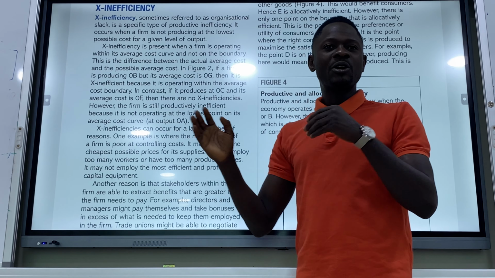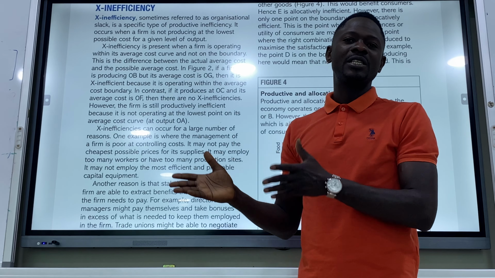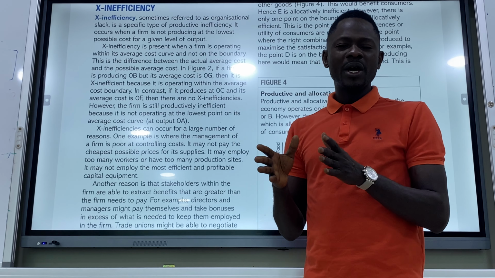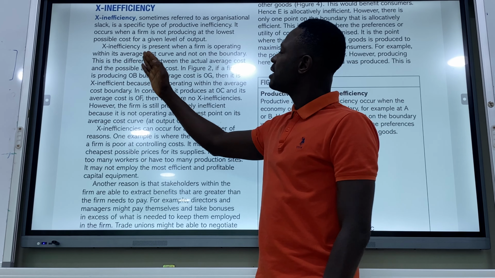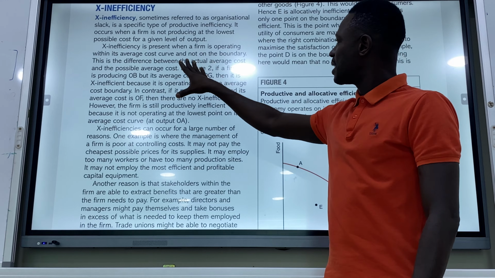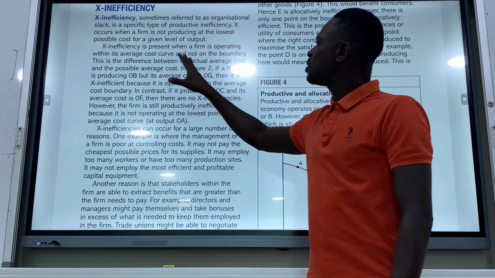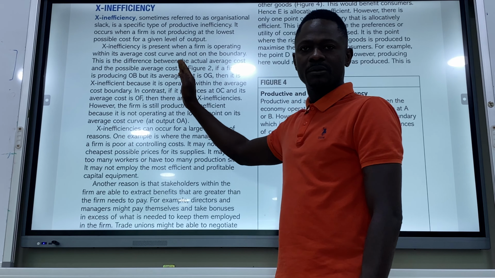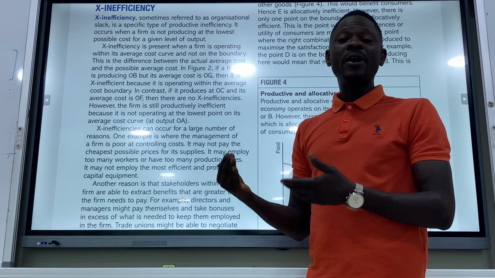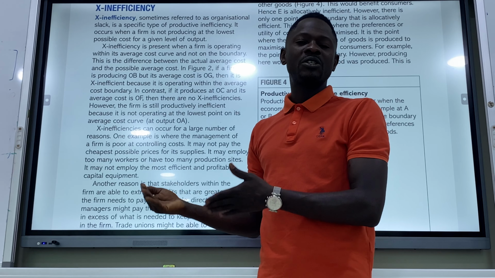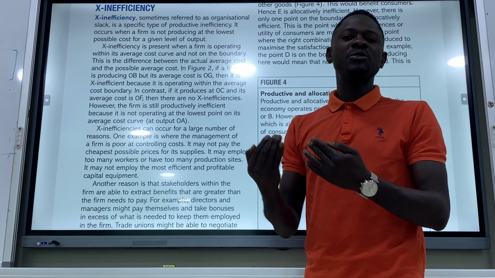As a result, the cost of producing continues to increase while the level of output is not increasing to the same extent. So one way or the other, there's still productive inefficiency. X-Inefficiency is present when the firm is operating within its average cost curve and not on the boundary. This is the difference between the actual average cost and the possible average cost. So there's the possible average cost and there's the actual average cost. The firm continues to operate on its actual average cost, where there's a tendency to do more in terms of reducing its cost of production.